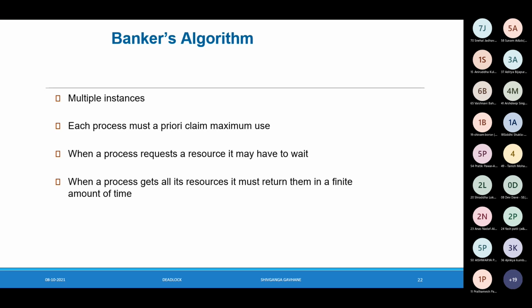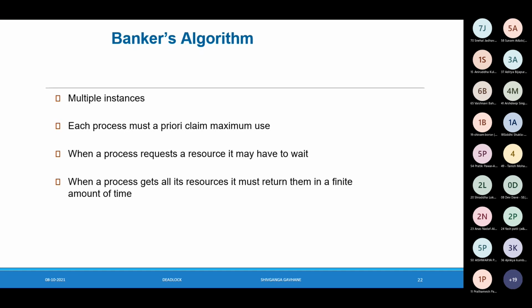Now in banker's algorithm, each process must have a priori claim of maximum use. Okay, that means what is the claim, that means the future requirement, what are the currently allocated resources with each process, and what are the additional resources it needs for its execution. So each and every piece of information is needed regarding that process. When a process requests a resource, it may have to wait if the resource is not available with the machine. Okay, when the process gets all its resources, it must return them in a finite amount of time.